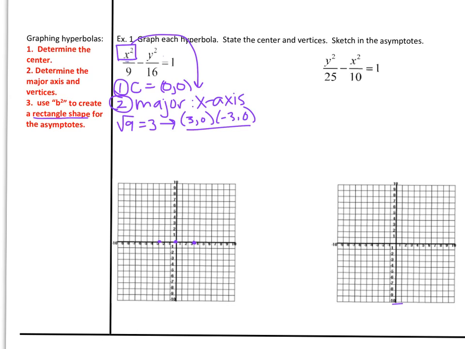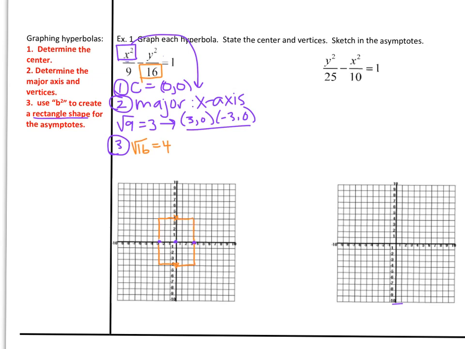All right, so now for part 3, that kind of interesting part. For part 3, we're going to use our b squared to help create a rectangle shape. Well, b squared is 16. So if we take the square root of 16, that's going to equal 4. So from the center, and that's underneath the y value, I'm going to count up 4 and draw a little x. And I'm going to count down 4 and create another little x shape. Now, using the x's and my vertices, I'm going to create a rectangle that goes through all of those. So you can kind of see over on the left and over here on the right.